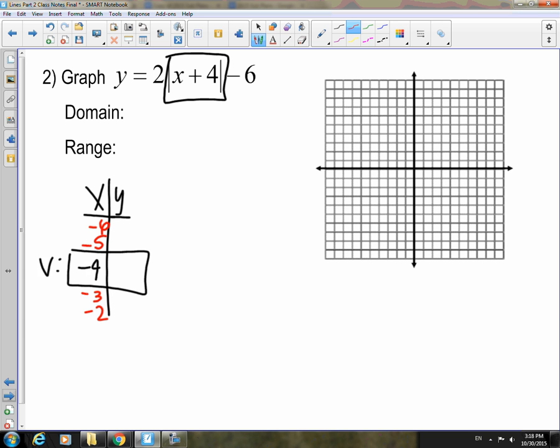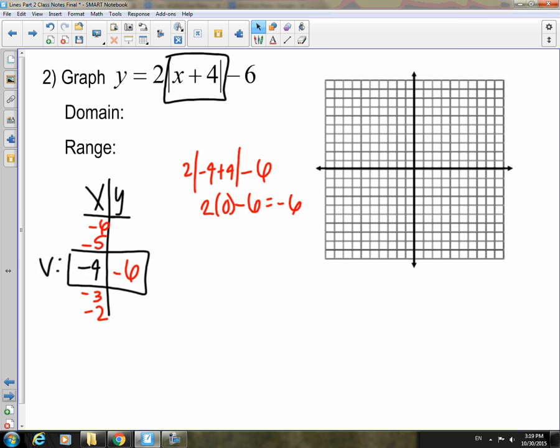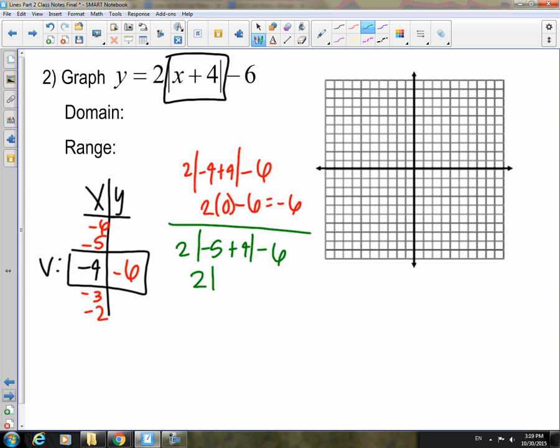So now we'll go ahead and do the math to finish our y values. So plug in -4, so I've got 2 times the absolute value of -4 + 4, minus 6. So I've got 2 times 0 minus 6, so that gives me -6. So that is my vertex in the middle. Now if I go ahead and do my -5, I've got 2 times the absolute value of -5 + 4, minus 6. So 2 times the absolute value of -1 minus 6. So that's 2 times 1 minus 6. So -4.